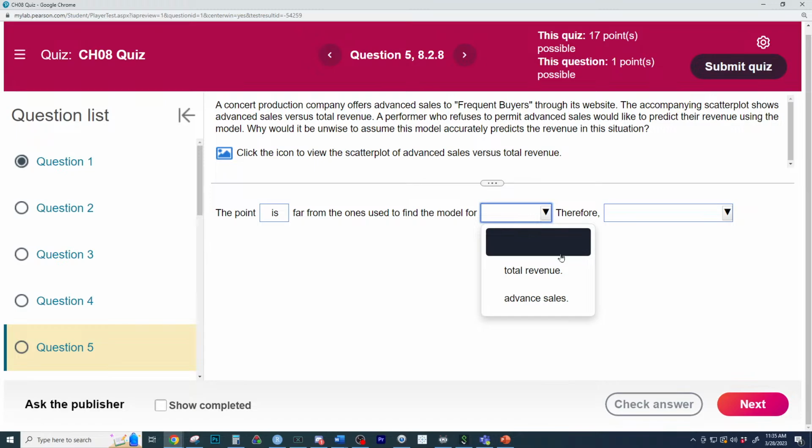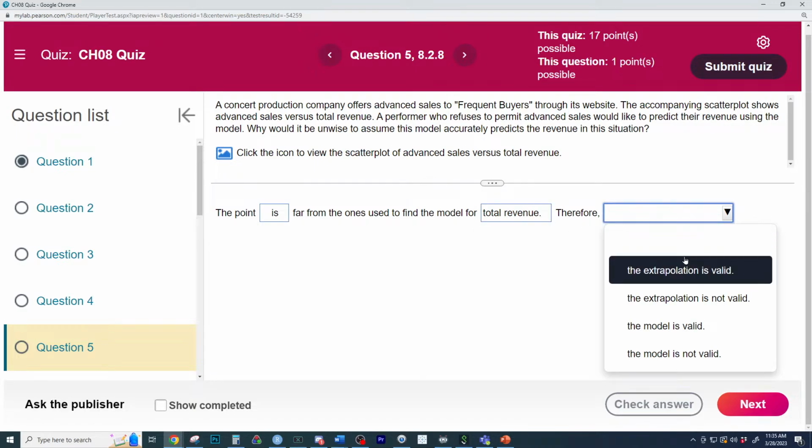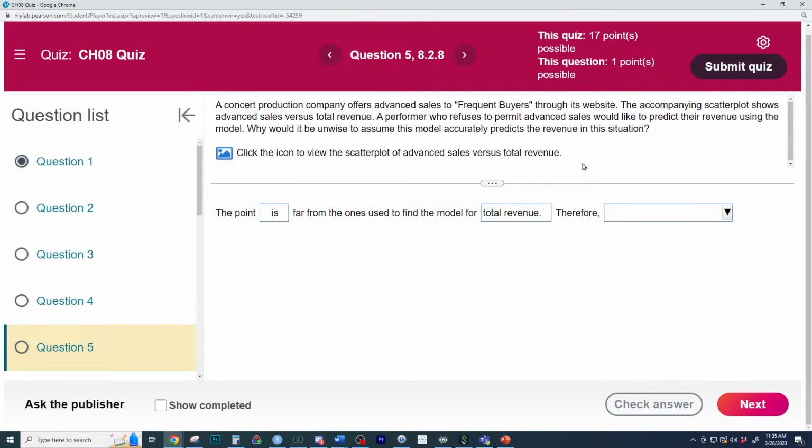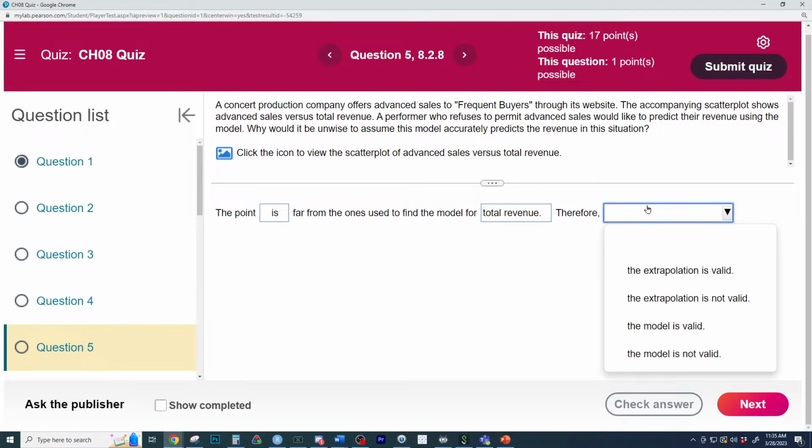Used to find the model for, we're finding total revenue. Therefore, the extrapolation is not valid. It's a weird way. It should just say they're extrapolating. Okay, so they're using a model for this. Therefore, let's see what they ask. What would it be wise to assume that the model is accurately predicting? Okay, so they're asking if the model is accurate. It is extrapolation. So they want the model.